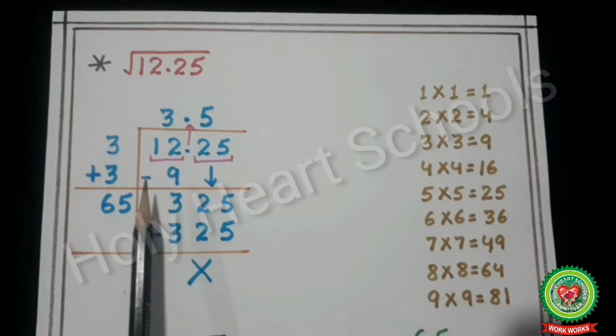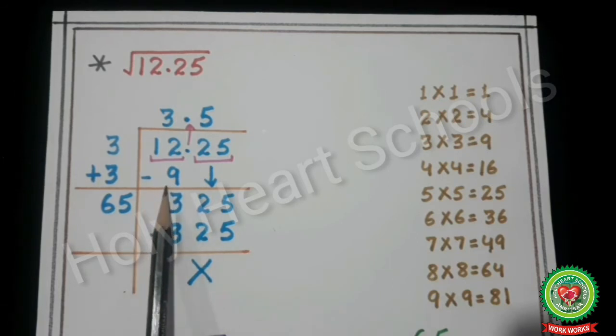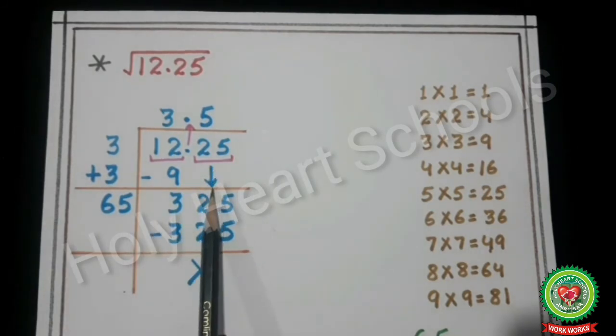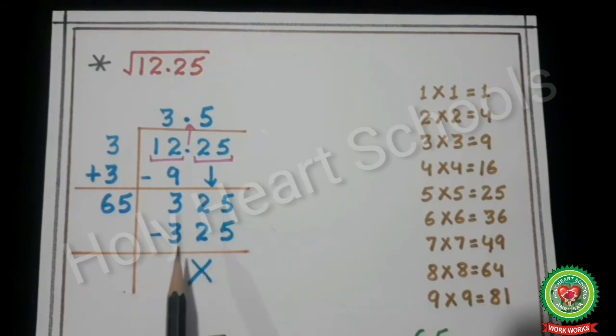Then our third step is to find the remainder. So we will find the remainder by subtracting 9 from 12. On subtracting, we have got 3. So write down 3 at the place of remainder. Then our fourth step is to shift the next pair down, like this, 2, 5 down, and write it with the remainder, such that 325 comes out to be our new dividend.